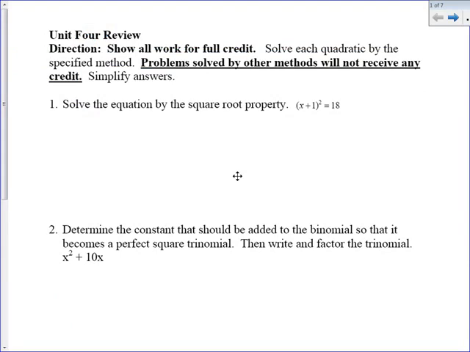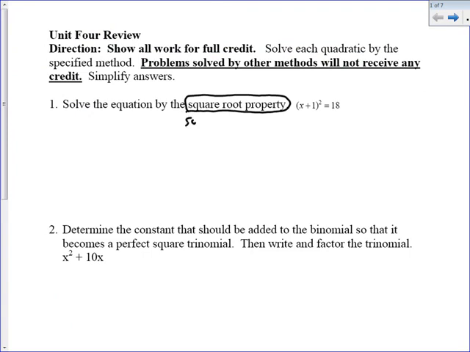So for the first set of problems, it's all about solving quadratics, which is what we did up to the point at which you took your quiz. So there's also extra practice on Blackboard for these if you haven't done it or if you want to do it again. Make sure you use the specified method or you don't get any credit even if you get the right answer. So the first thing we're looking at is the square root property.